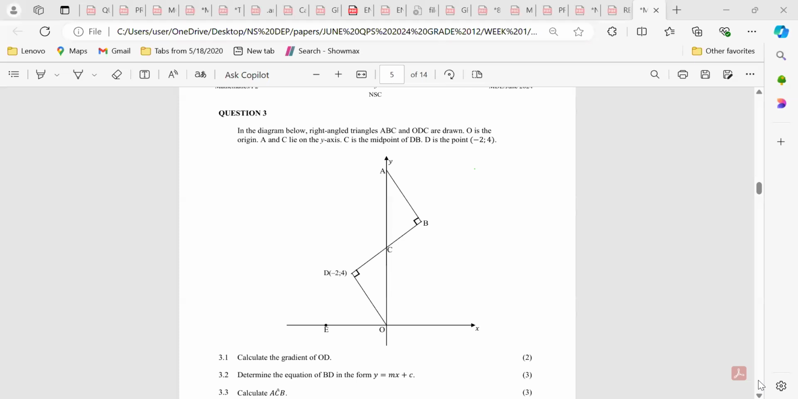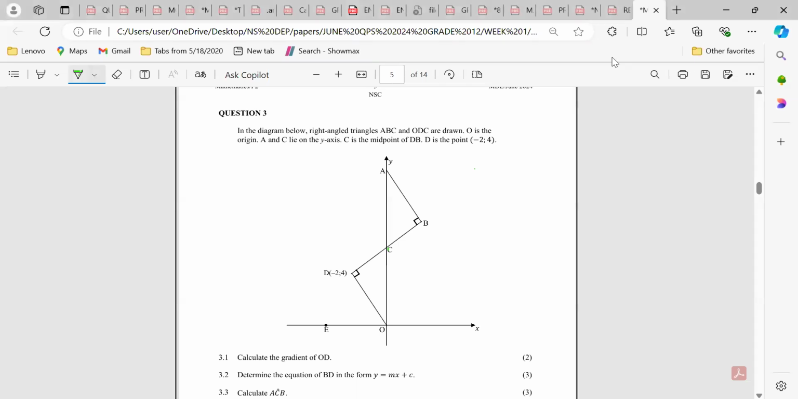And then C is the midpoint. So that one is important. C is the midpoint of which line? It is the midpoint of BD. And then they say D is the point (-2; 4). Yes? And then we're going to go through the questions.